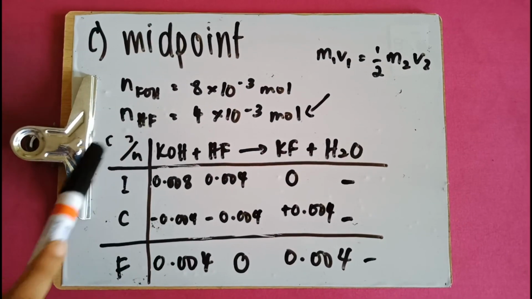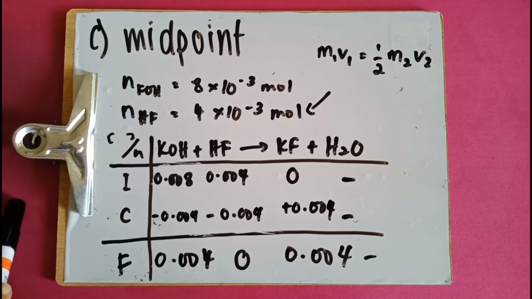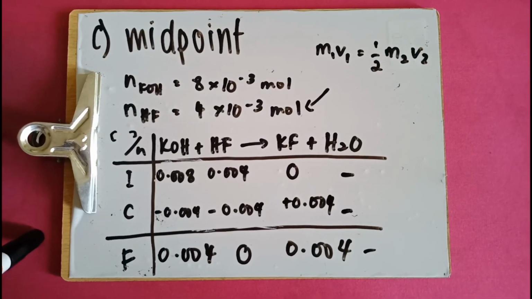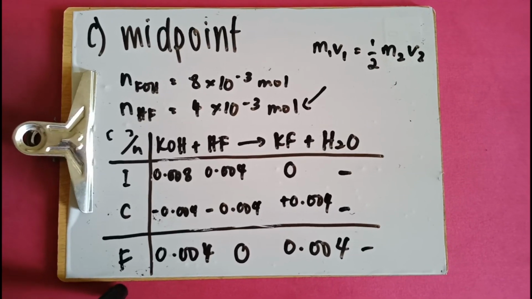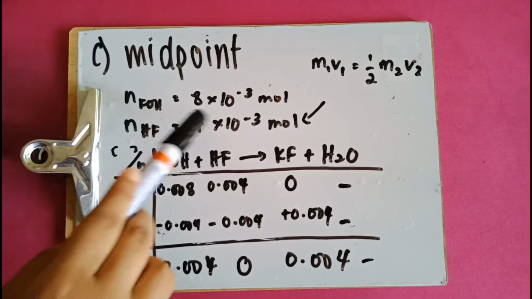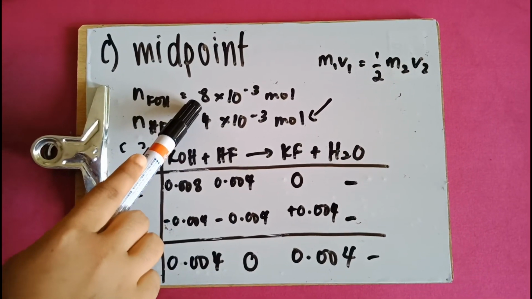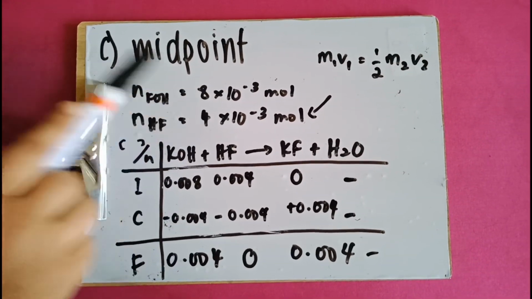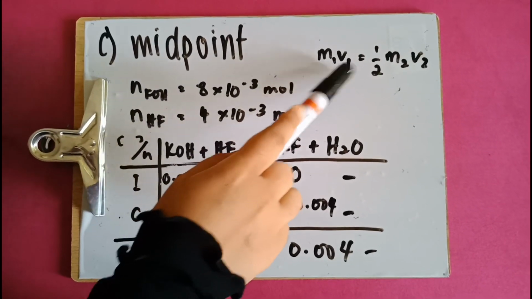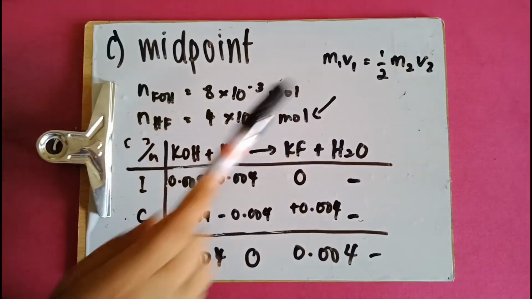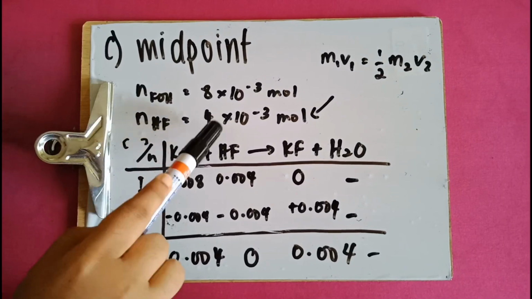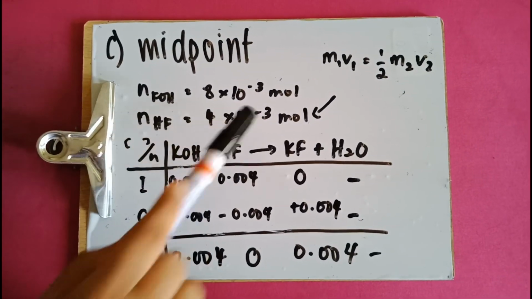Okay, so for question C, it asks us for the midpoint of the titration. So as usual, when the volume becomes additive, we have to use mole. So n of KOH is 8 × 10^-3. And for the midpoint of the titration, it must be M1V1 equals 1/2 M2V2. So the half for n KOH is 4 × 10^-3 mole.